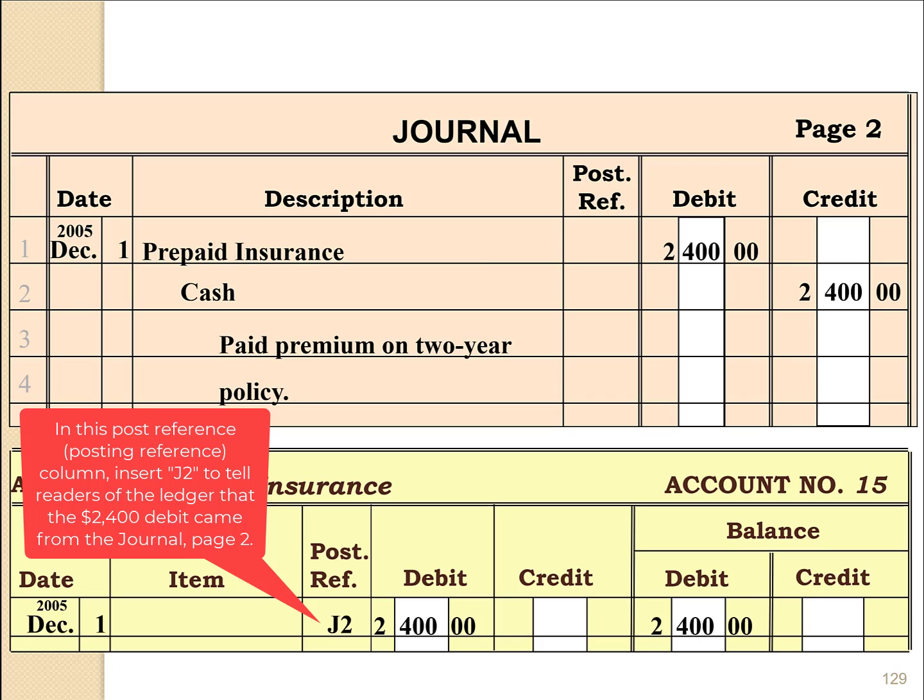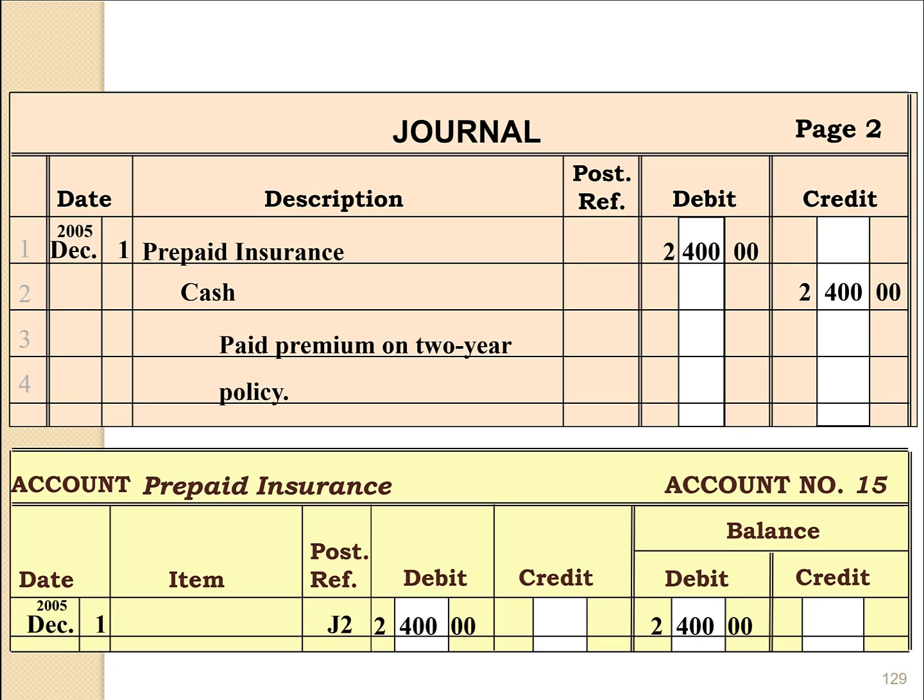Now, why do we do that? Because it could be months later and you might be troubleshooting an accounting problem and you might be wondering, well, where did this $2,400 debit come from? And now you know. For example, you might be looking at the ledger and say, there's $2,400 of prepaid insurance. I wonder how many months that was for. Well, you would have to go back to the journal page 2 and see that it's for 2 years. And we're almost done posting the debit.